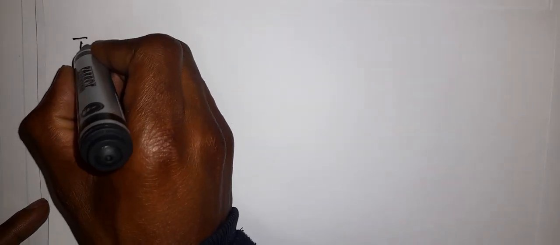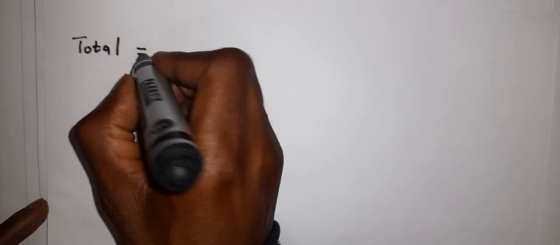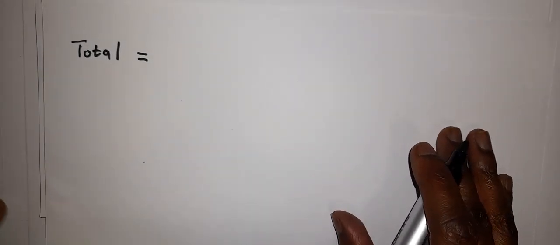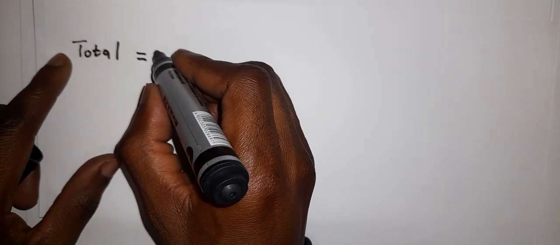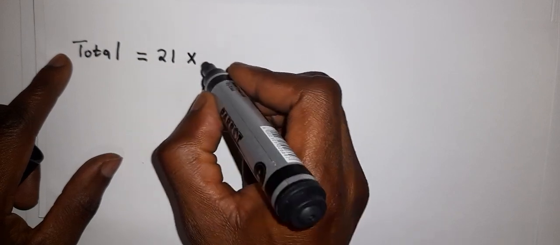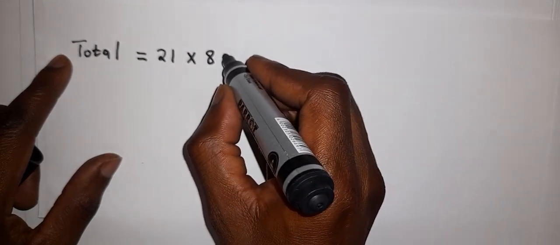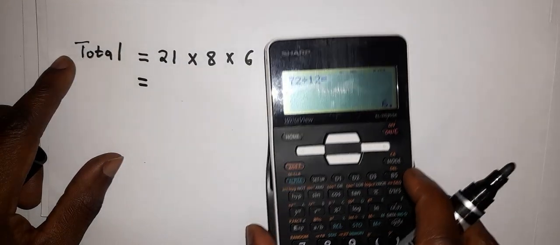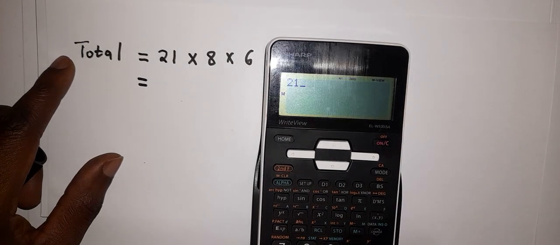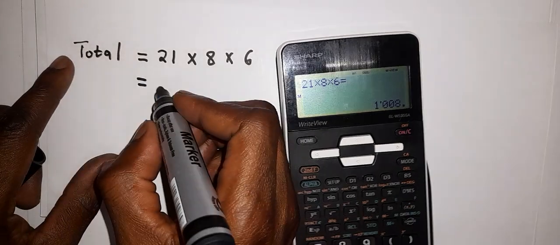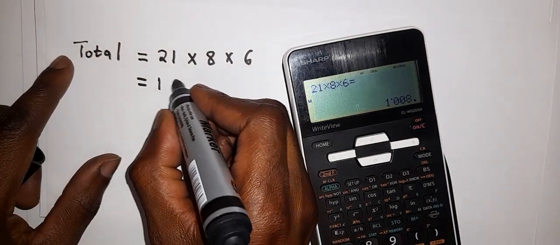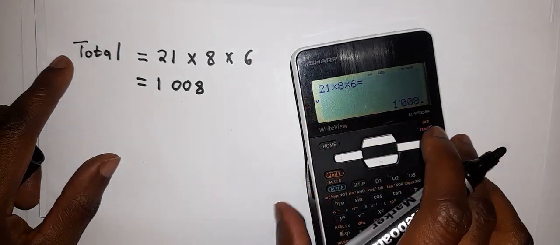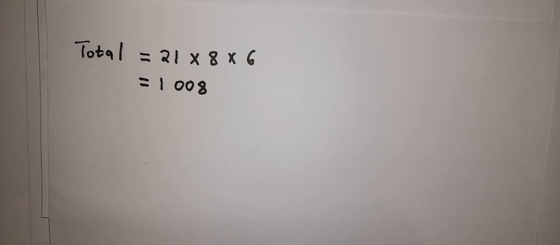The answer is easy. To find your total, you take the totals that you can fit in each dimension and you multiply them. So you'll have 21 along the length times 8 along the width times 6 along the height. Let's just check quickly. If we take 21 multiplied by 8 multiplied by 6, what do we get? We get exactly 1008.